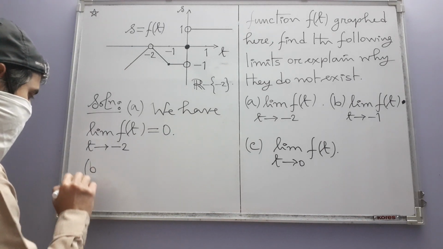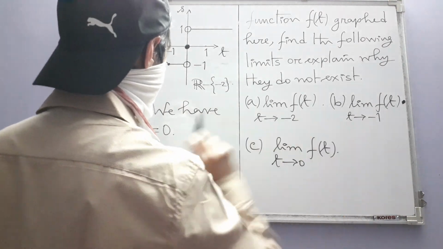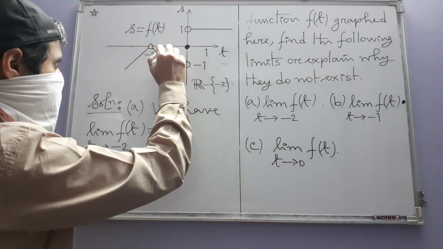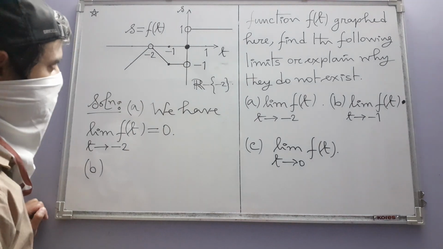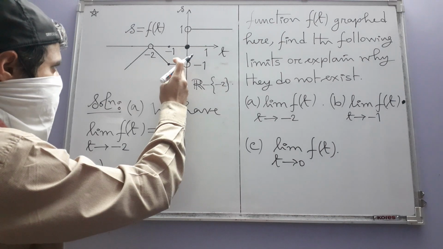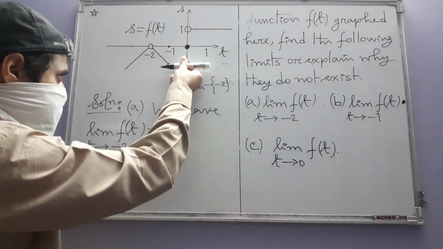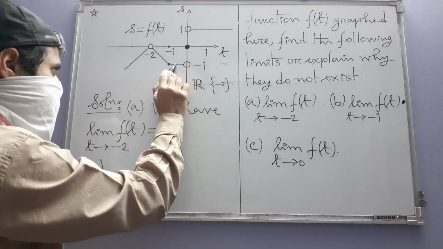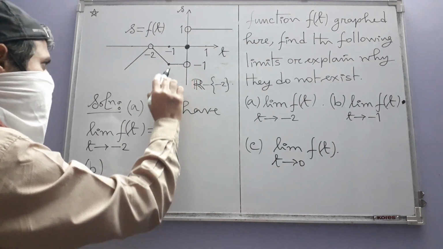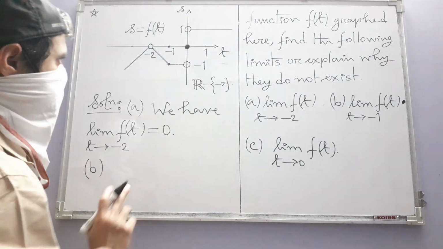Then part B. In part B, it is -1. Now when you vary your t, so this is our point, t is approaching -1. If it approaches -1 from the right side, then your f of t value is constantly -1, -1, -1, -1. That's why the graph is horizontal on this side. And so the f of t values approach -1.